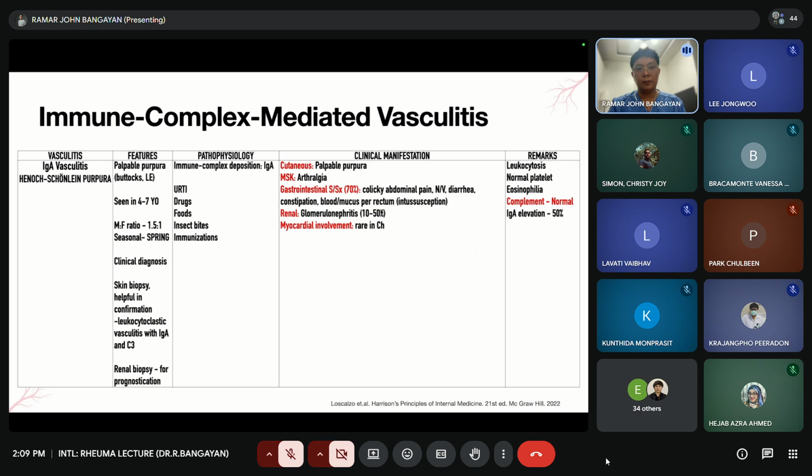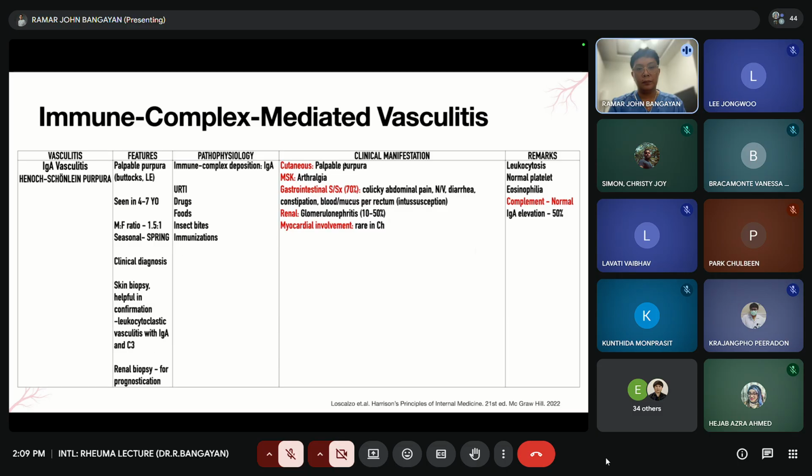But it's not part of our discussion because that's part of your discussion in nephrology. All right. So remember that it can develop to glomerulonephritis or IgA nephropathy 10 to 50% of the time. So biopsy is very important to check for IgA deposition.